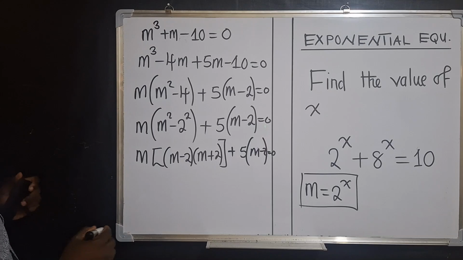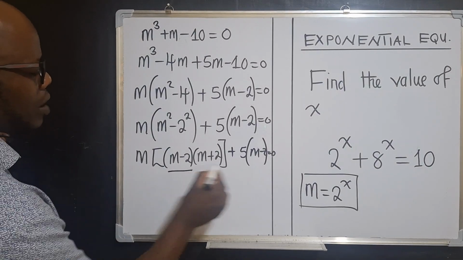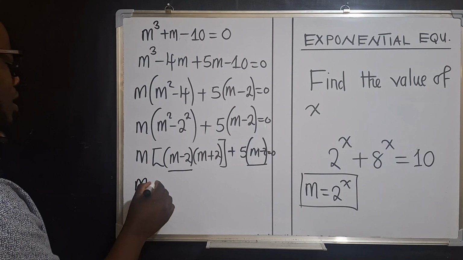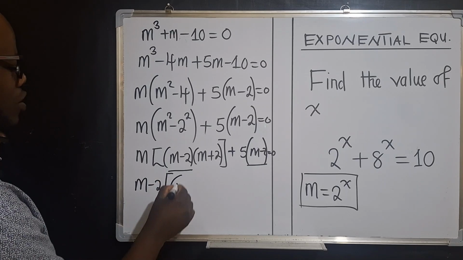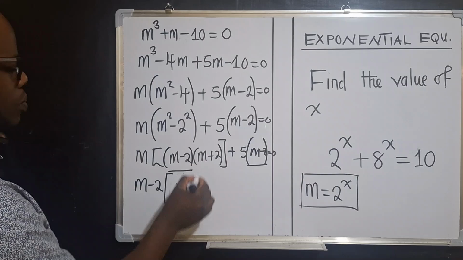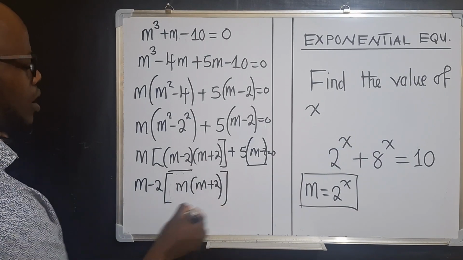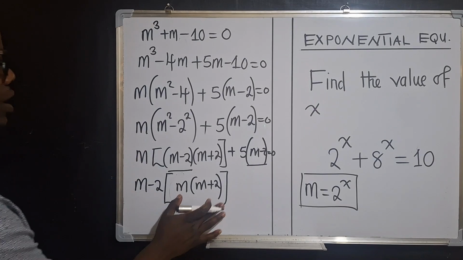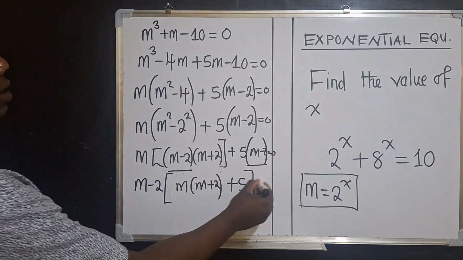All right, so now I think you can see that we've got some common elements. This element is the same as this, so we're going to factor it out. This is how it's going to look. And then here we're going to remain with m multiplied by m plus 2. Okay, so you can see when we factored out, actually here we shall remain with a plus 5. It's equal to 0.